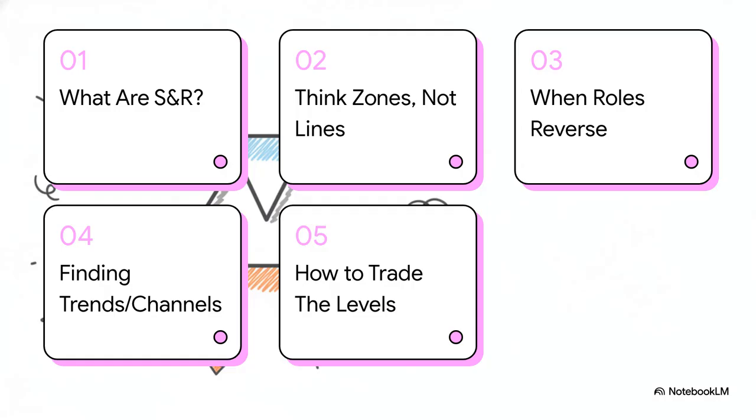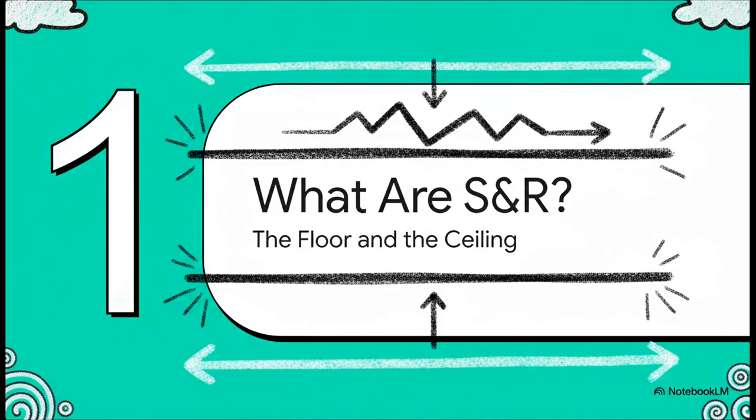So here's our game plan. First, we'll cover the basics. What are support and resistance? Then a really key point, why you need to think in zones, not exact lines. After that, we get to the cool part, when these levels switch jobs entirely. Then we'll zoom out and see how to find trends. And finally, we'll look at how traders actually use all this stuff. Let's get to it.